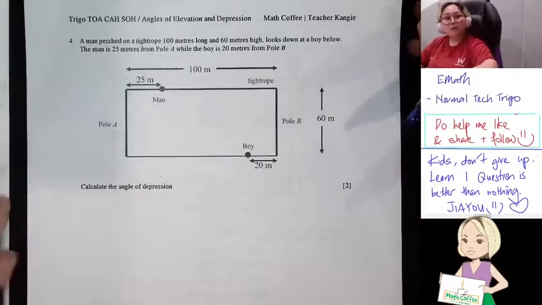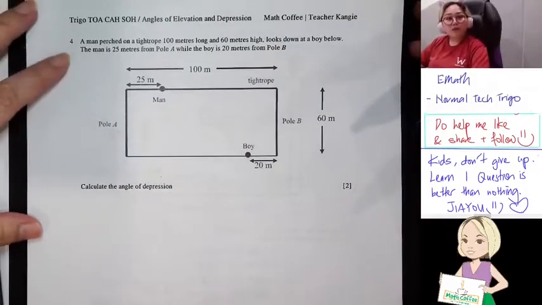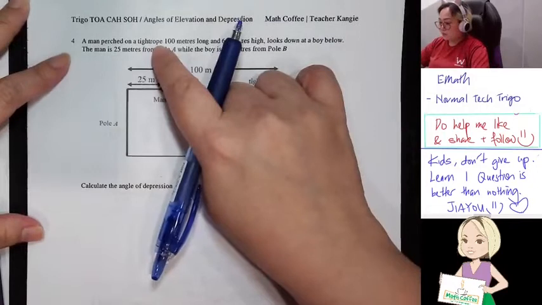Okay, come, question 4. A man perched on a tightrope.